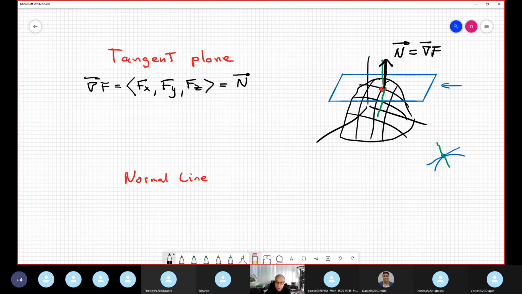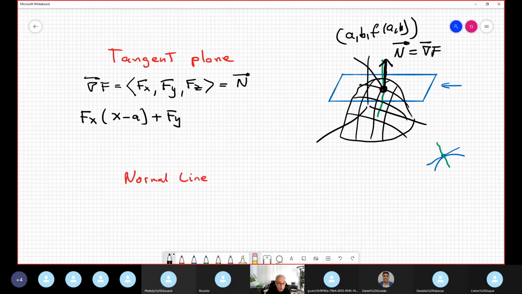So we use a normal vector, the point is given, so you find the equation of the plane. Okay, when you evaluate the specific point, suppose the point is a comma b comma f of a comma b, we find the equation for the tangent plane. The equation for the tangent plane is f_x times (x minus a), plus f_y times (y minus b), and plus f_z times (z minus f(a,b)) is equal to zero.